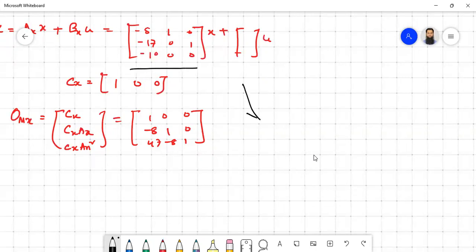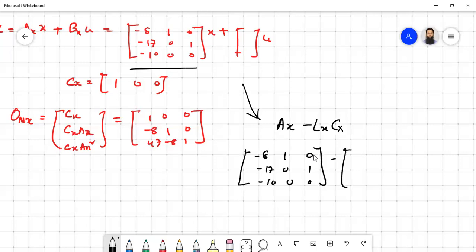In the canonical form, the designing is basically figuring out AX minus LX CX. So we already know what is AX. LX is the gain that we have to add in each of the phase variables. So basically we can write it this way: A is minus 8, 1, 0, then minus 17, 0, 1, minus 10, 0, 0, minus L1, L2, L3. You can also add X if you want. Then you'll have 1, 0, 0.